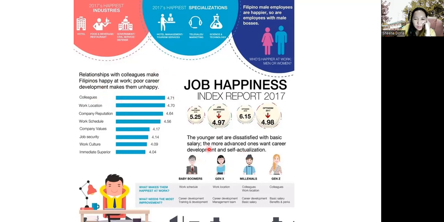Ayun. So, the younger set are dissatisfied with basic salary. The more advanced ones want career development and self-actualization. Ay self-actualization. Yes, sa ating Maslow's. Ayan, what makes them happiest at work? Work schedule. Pag Gen Z daw, colleagues. Pag millennials, colleagues and work location. Wow. Ayan. So, usually sa mga ganitong generation, gusto nila, okay, gusto kong sa ibang lugar mag-work, mag-travel, ganyan.